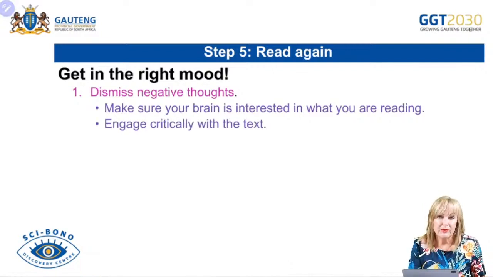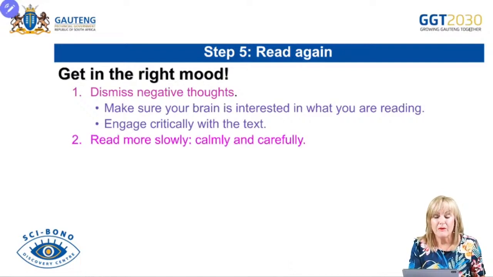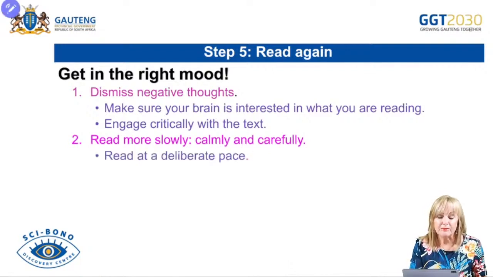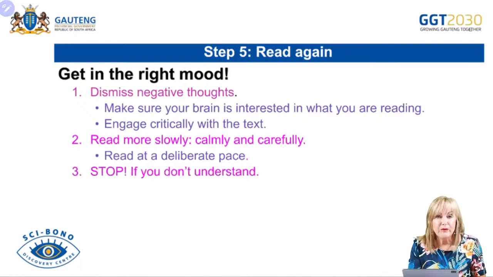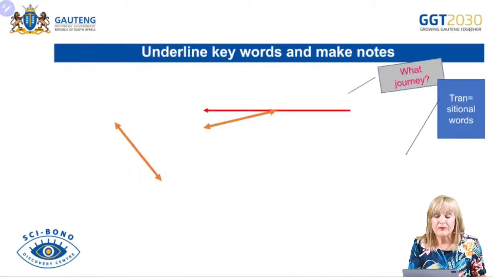Engage critically with the text by underlining, encircling, making notes. Read more slowly. Because now we're not skimming, we're reading with attention. You must read calmly and carefully. So you read at a deliberate pace. You stop if you don't understand and you go back and you try to understand. Don't just go over it as if it doesn't matter. You might then miss a question's answer. Make notes as you read.